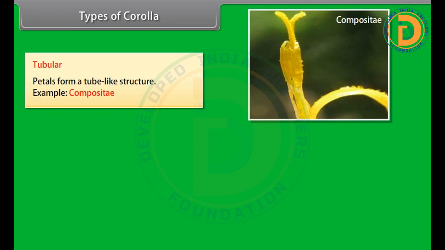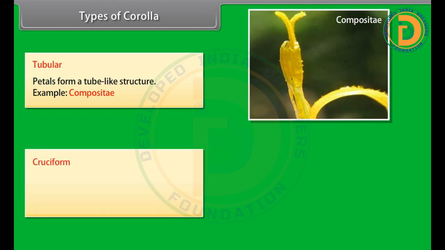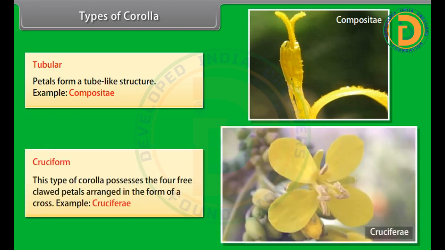Types of corolla. Tubular. Petals form a tube-like structure. Example, Compositae. Cruciform. This type of corolla possesses 4 free petals arranged in the form of a cross. Example, Cruciferae.